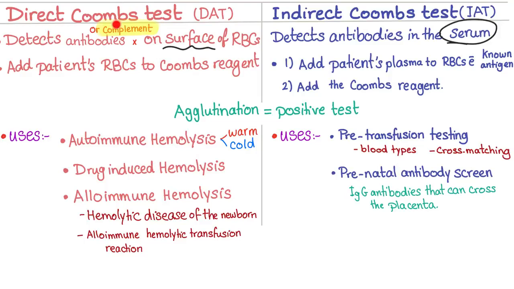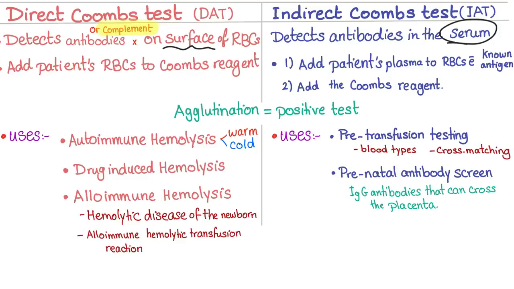Uses of the direct Coombs test or the direct antiglobulin test. Autoimmune hemolytic anemia can be warm or cold. Drug-induced hemolysis. Alloimmune hemolysis such as hemolytic disease of the newborn, alloimmune hemolytic transfusion reaction. All of them involve antibodies or complement on the surface of red blood cells.